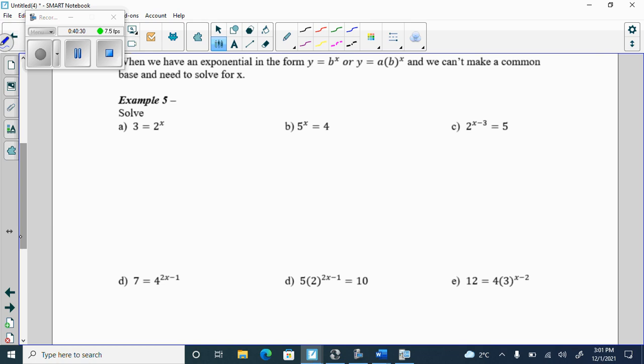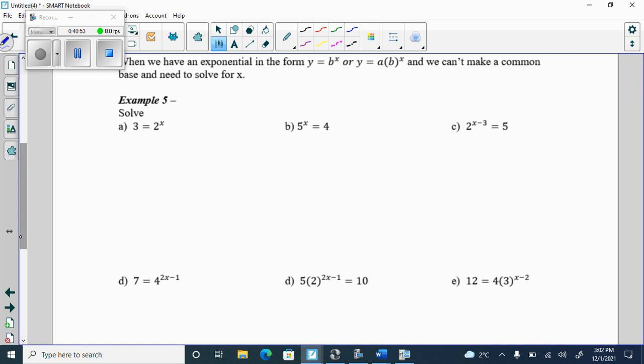Example 5. So, paying attention. If they want you to solve an exponential, do you see this? Do you see there's a variable in the exponent? The only way we know how to solve that currently is by common base. But then I told you that common base is not always going to work, correct? We agree? So, what could I do in this instance?